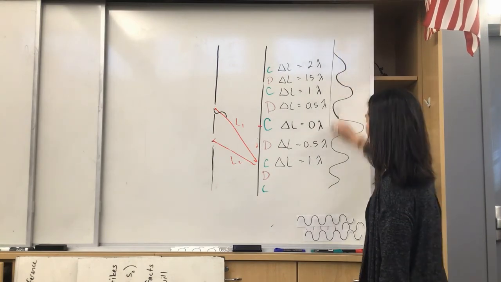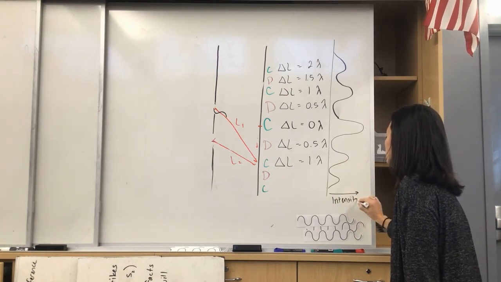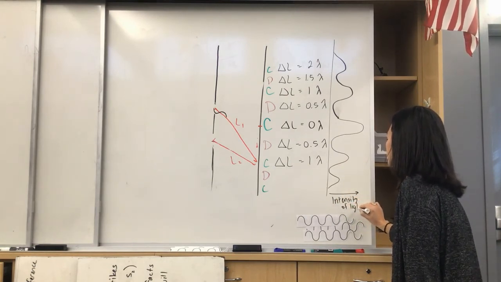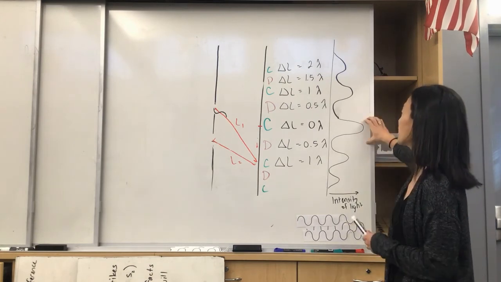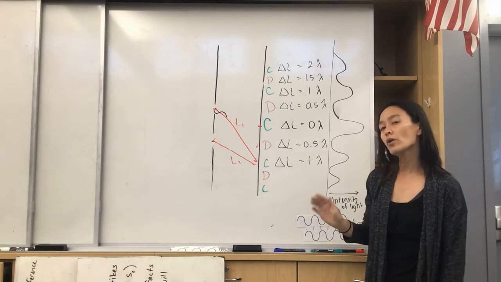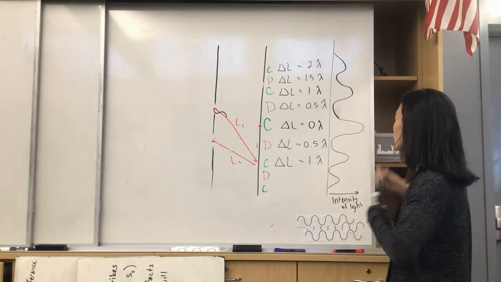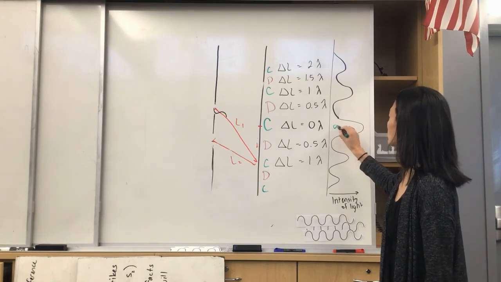Where if this was the intensity of light, you'd see it be bright, dark, bright, dark, bright, dark. Sometimes we call these fringes. This is the 0th bright fringe.